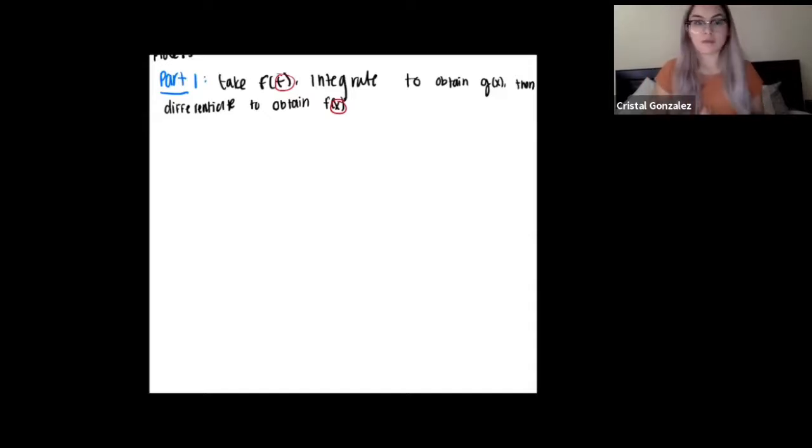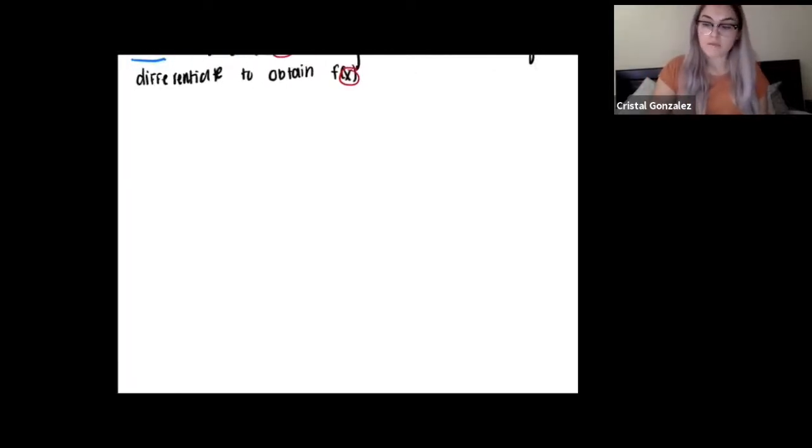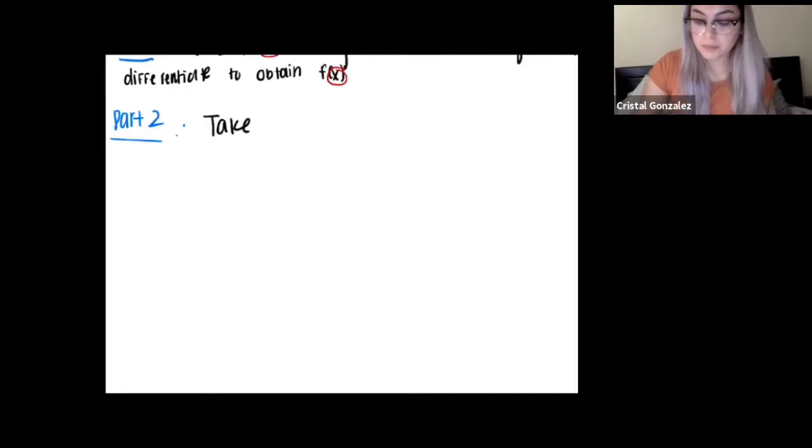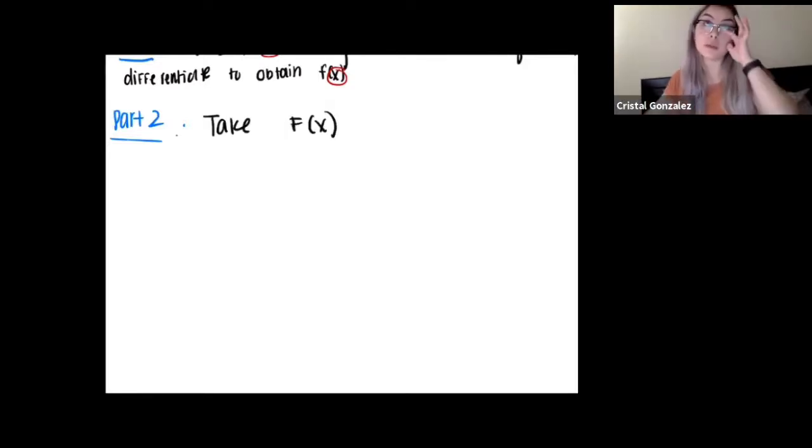So that's that inverse process they're talking about. And for part 2, if you take capital F of x, remember that we notated the antiderivative in 4.7 by capital F, and so we can still do that.